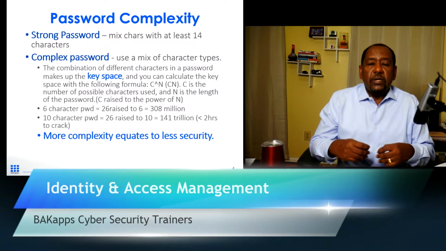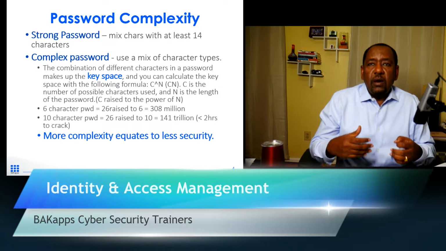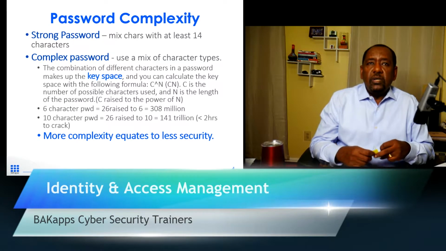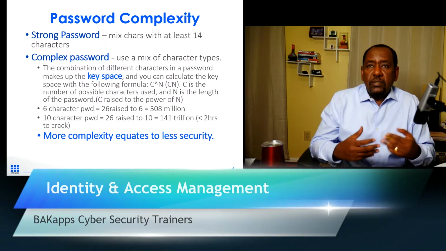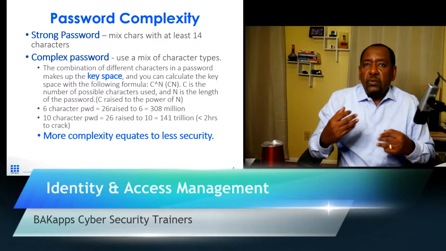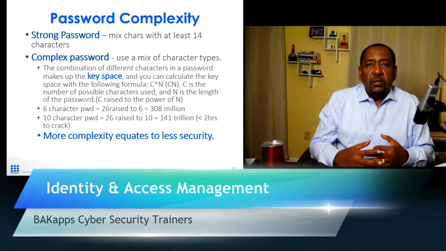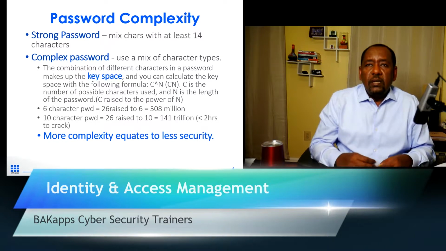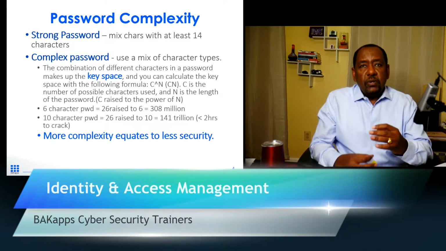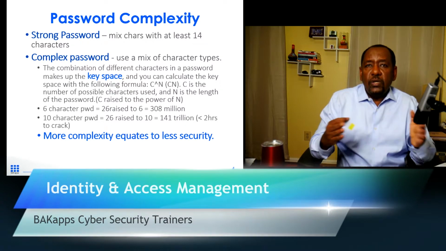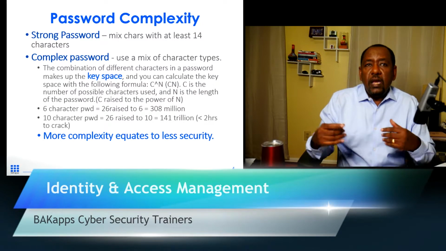Let's see how we create a strong password, and how we can crack them, how we can break them. The combination of different characters in a password makes up the key space, and you can calculate the key space with a simple formula, C to the power of n, where C is the number of possible characters used. For example, in English, we have 26 characters, and n is the length of the password.